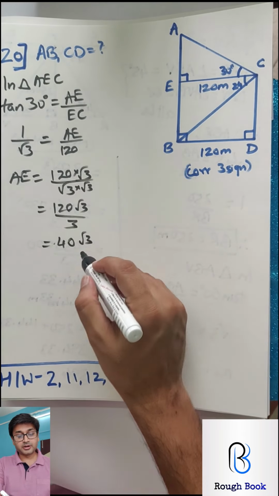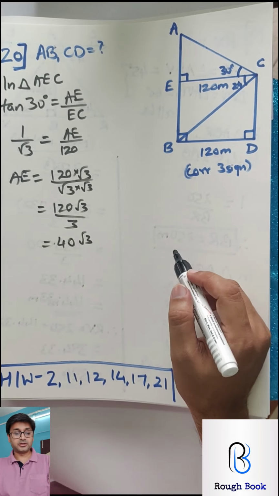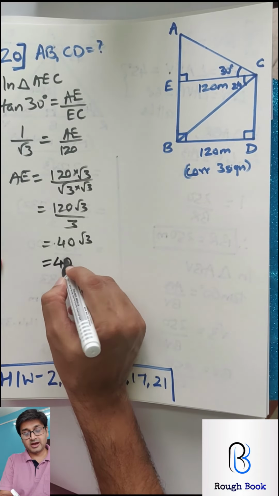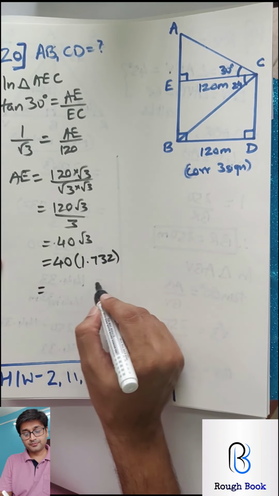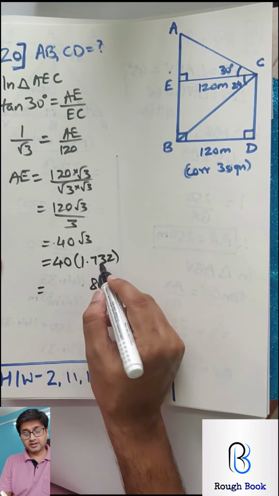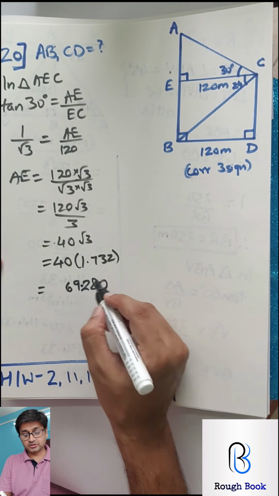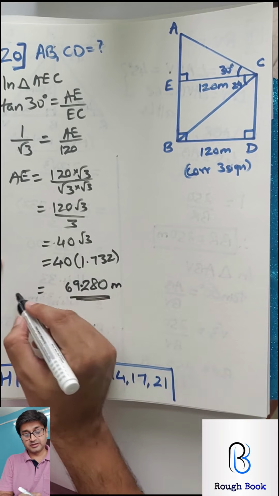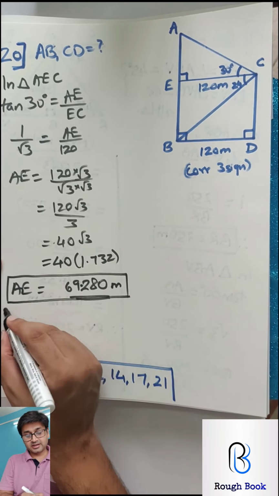Right now, should we multiply this? I think yes. And later on, if we need, you can think about it. But right now, we will have to multiply because you need AB. So into 1.732, 4 2s are 8, 12, 29, 4, 5, 6. And 3 decimals, so 69.28 meters is AE. So we got one part. Let's try and get the other part.